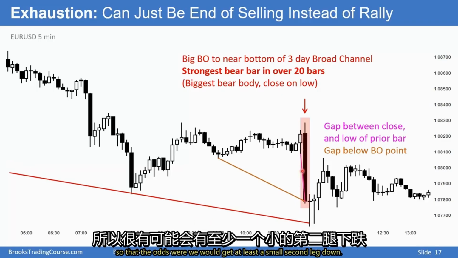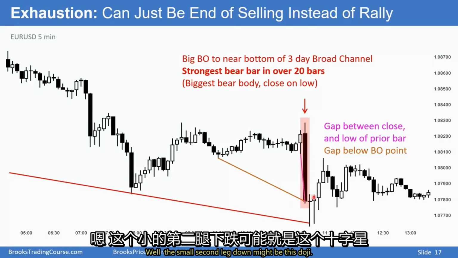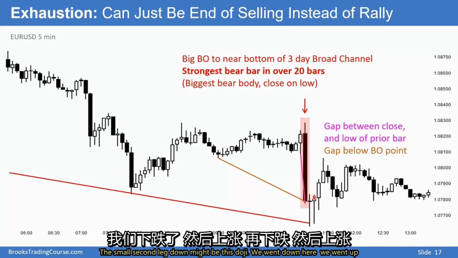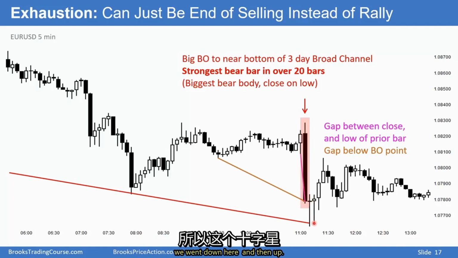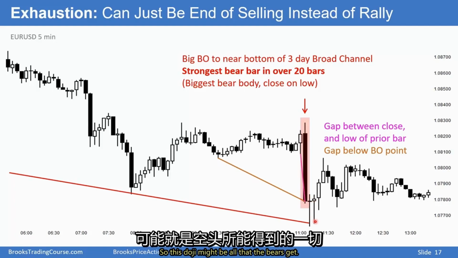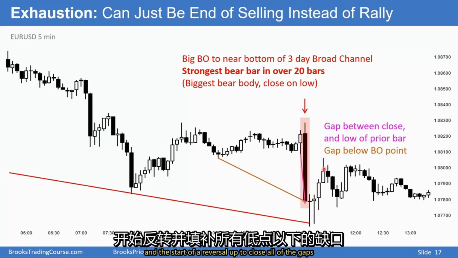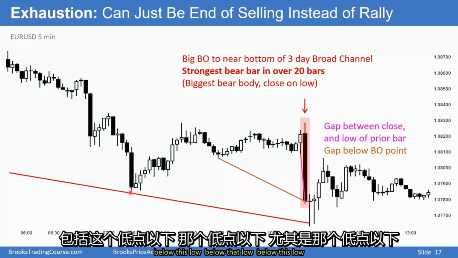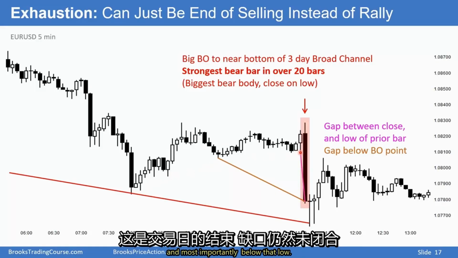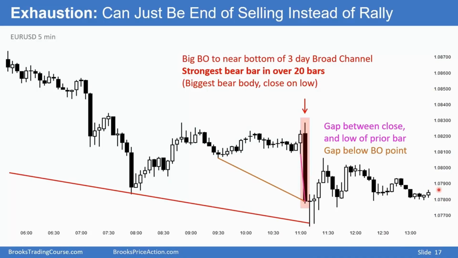And I said this bar was strong enough so that the odds were we would get at least a small second leg down. Well, the small second leg down might be this doji. We went down here, we went up, we went down here, and then up. So this doji might be all that the bears get, and this could be the end of the bear trend and the start of a reversal up to close all of the gaps below this low, below that low, below this low, and most importantly, below that low. This is the end of the session, and the gap remained open.